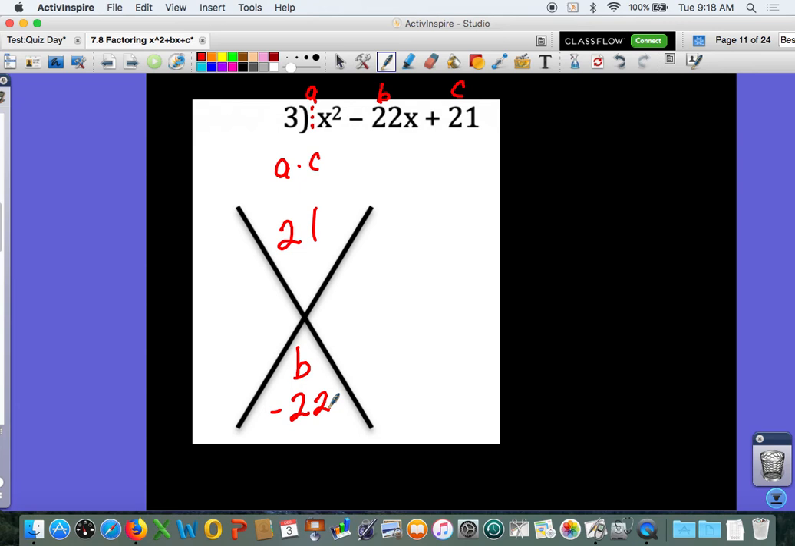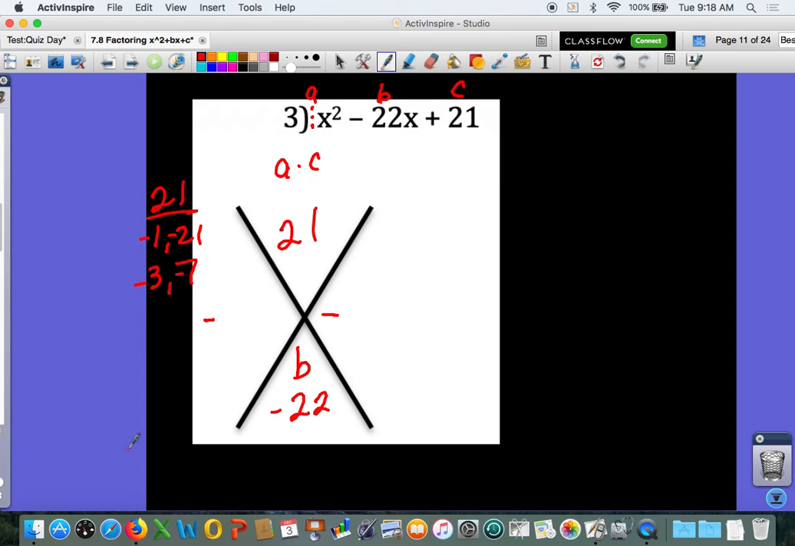All right, factors of 21. 1 and 21, 3 and 7. Now let's look at those signs. Based on my chart, it said look at C first. C is positive. So then look at your B. Your B is negative. If C is positive and B is negative, the chart told us both my signs have to be negative. So make your numbers negative. That will help us find our set.